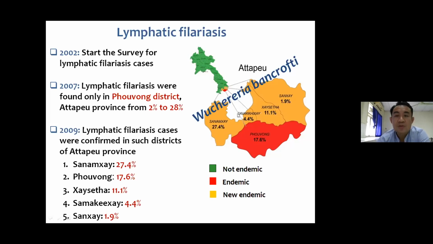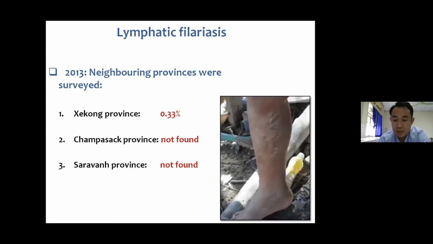So in Laos, we confirmed that the lymphatic filariasis belongs to the species Wuchereria bancrofti. After that, in 2013, the neighboring provinces were surveyed. We surveyed three provinces, Sekong, Champasak, and Saravane, but we found it only in Sekong province, with a percentage of 0.33%.